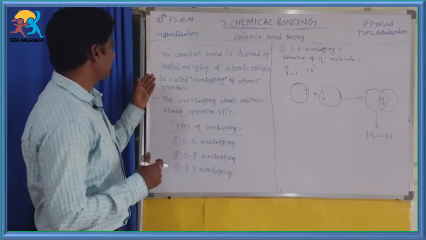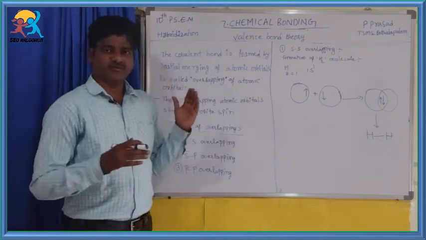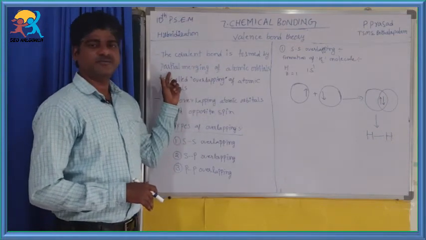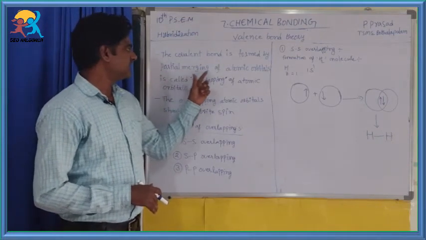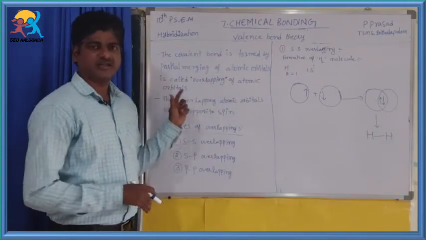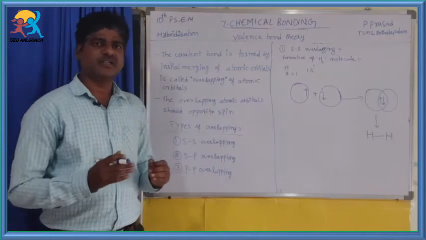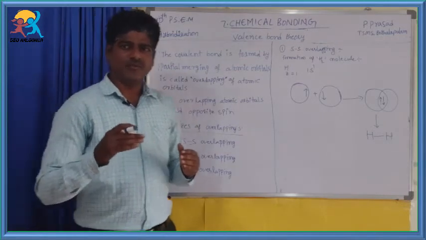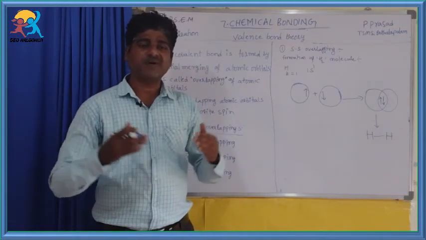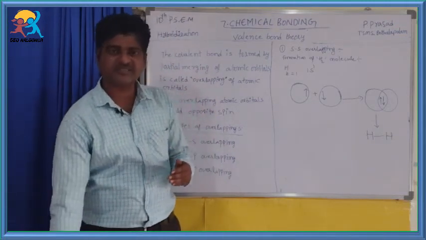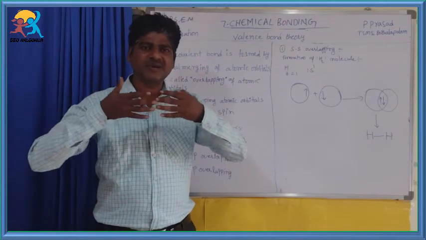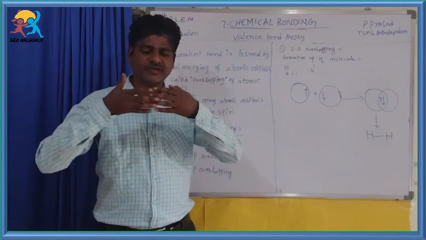Okay, first of all, the valence bond theory. The covalent bond is formed by partial merging of atomic orbitals, which is called overlapping of atomic orbitals. That means how the covalent bond is formed: by partial merging. Partial merging means when these two atoms come closer, their atomic orbitals partially merge.